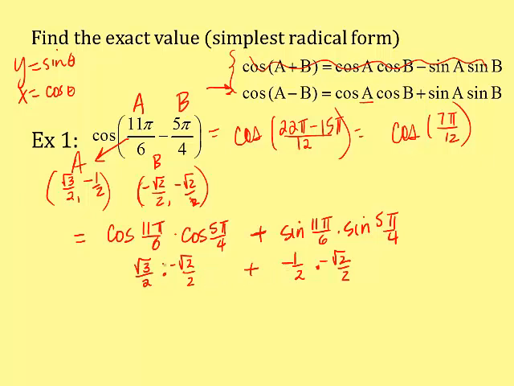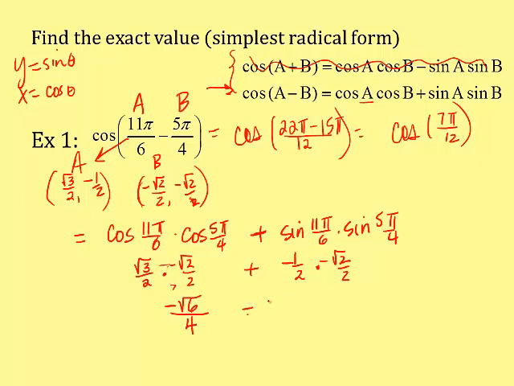So here I have square root of 3 times square root of 2, negative square root of 2. So the negative carries because it's a positive times a negative. When you multiply radicals, you just multiply the inside to the inside. So I have the square root of 6 over 4. Remember, multiplying fractions straight across.